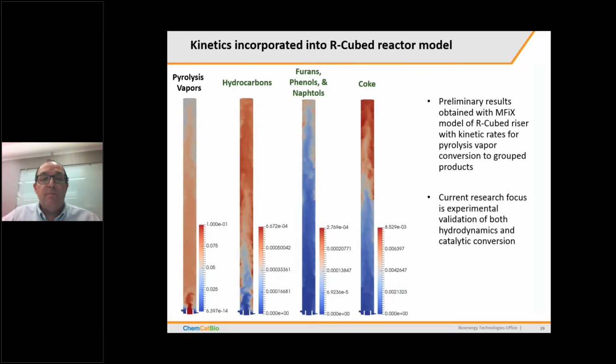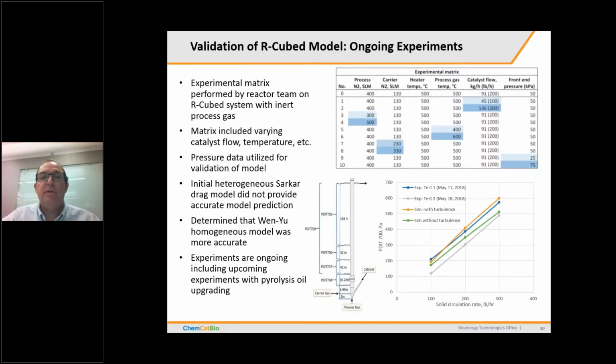And so this shows a model of the R-cube reactor, showing the reactants, the pyrolysis vapors, along with the product groups that we've determined for this kinetic scheme. You can see that we get a different distribution of those products as you go up the reactor. We're at the point now where we can actually run these models and predict the performance for these different products. And we're now working on validating the models together with our experimentalists.